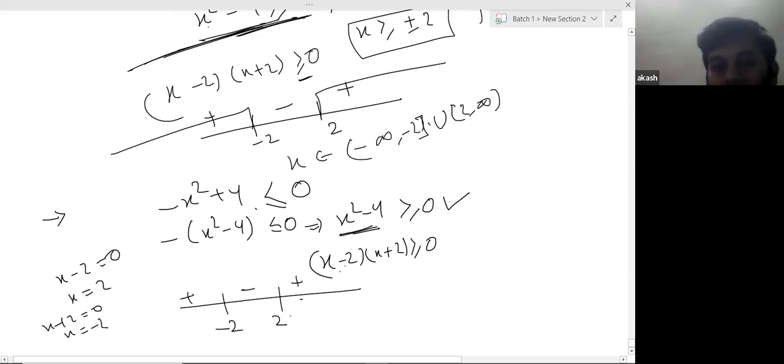If there were 3 factors, I would have plotted 3 factors, then changed the sign alternatively. But here we have 2 factors only. This says we want positive numbers only, right? Greater than or equal to 0. That means positive, so take the area which is positive.